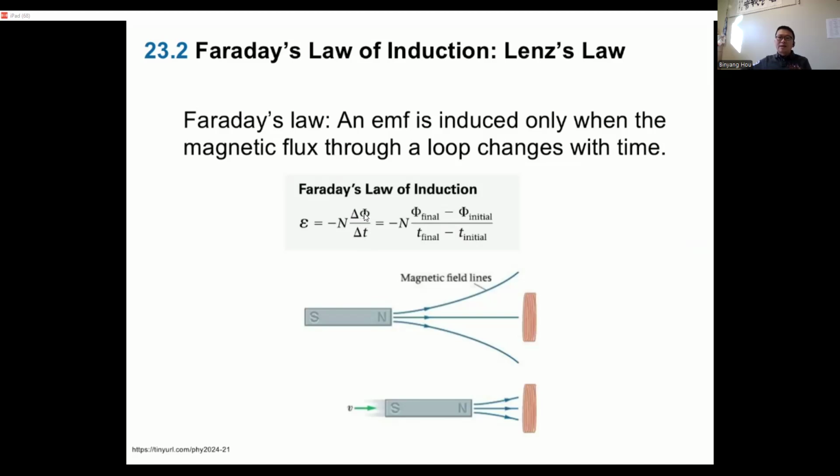The flux phi is equal to BA cosine theta. Sometimes you don't necessarily have the magnetic field changing. You could have the area changing, or in some cases the angle changing. Any of those three changes gives you a change in flux over t, and then you'll have an induced EMF. The change in flux is final minus initial, and the change in time is t final minus t initial. That's the main equation we will be using today to calculate induced EMF.